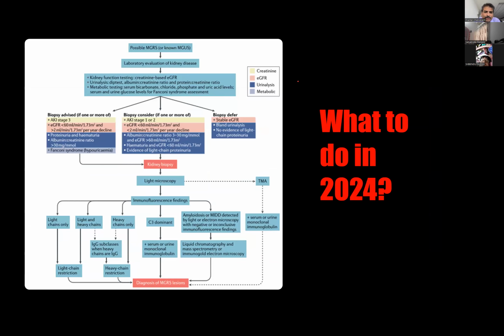So what to do in 2024? Possible MGRS, AKI stage 3, biopsy advised, eGFR less than 60. When will you defer the biopsy? If the urine analysis is bland, there is no evidence of light chain proteinuria, or the eGFR is stable. So most of the people will actually go through this care pathway. And then depending on what they have, light chain restriction, heavy chain restriction, you can diagnose the entire disease.